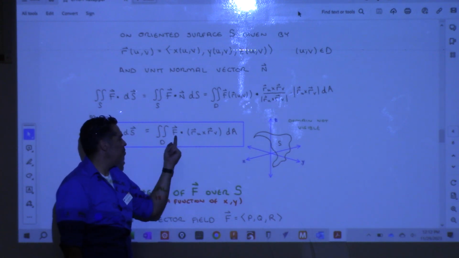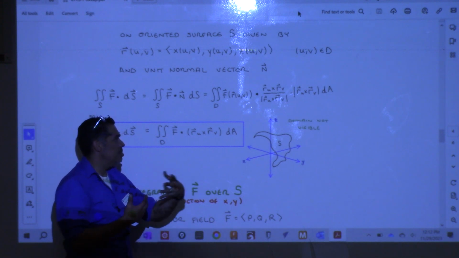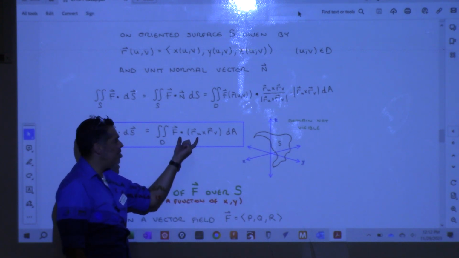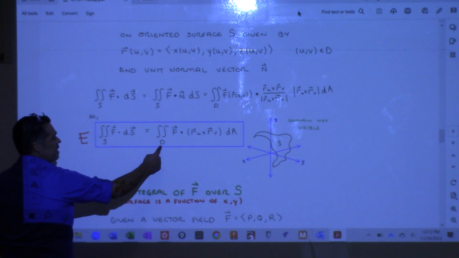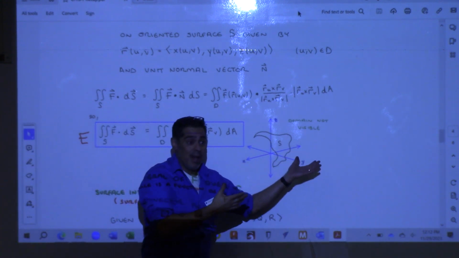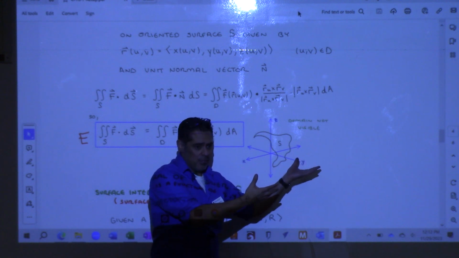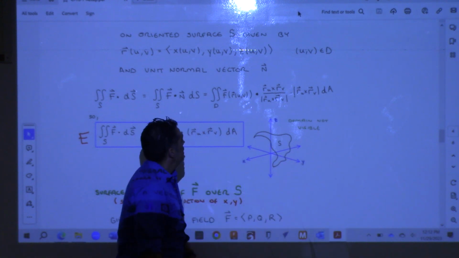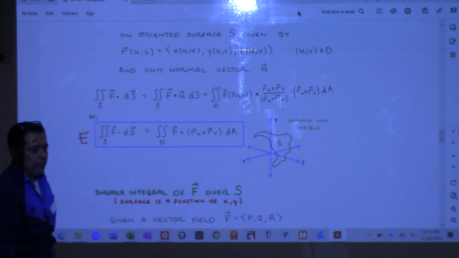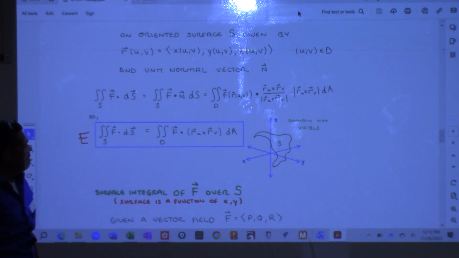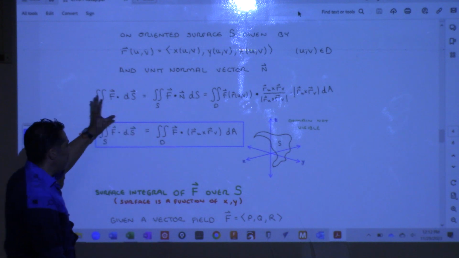Remember what happens when you dot two vectors? You get a scalar, right? So this is going to be a scalar function. We'll be integrating over D. D is going to be the domain. That domain may or may not be visible to us. It depends on the picture, where the surface is. But that's the actual computation that we need to do. All right? So let's try and see if we can understand what this integral is.